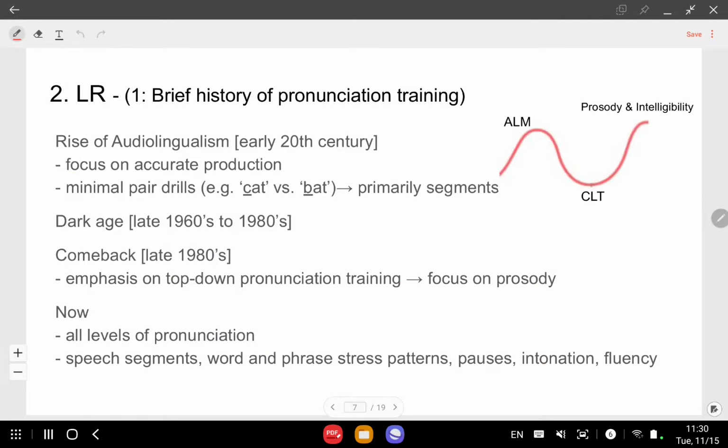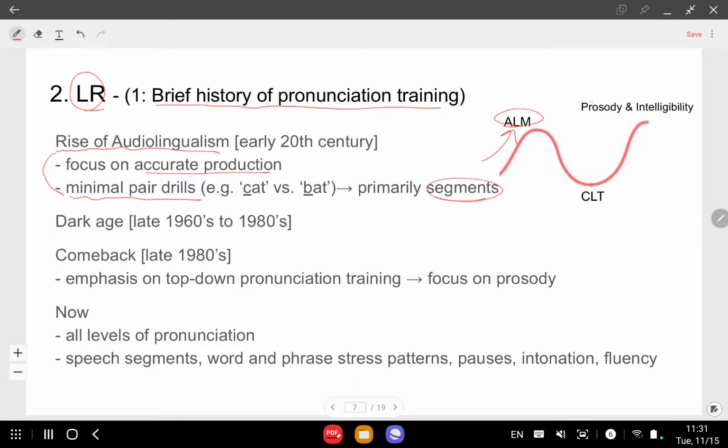And now let's get into the literature review. The first part is a brief history of pronunciation training. Researchers have been focusing on pronunciation a lot, thanks to the rise of audiolingualism in the early 20th century. There was a heavy focus on accurate production, and exercises such as minimal pair drills were used for segments. So here we have a rise thanks to ALM, the audiolingual method.